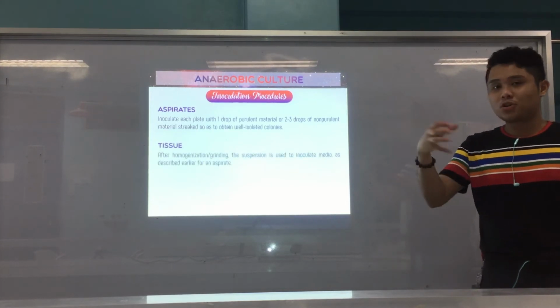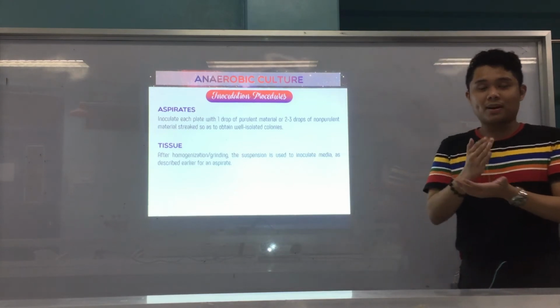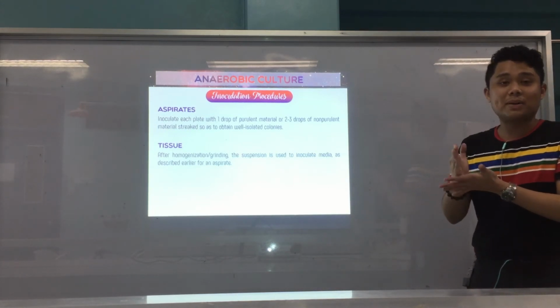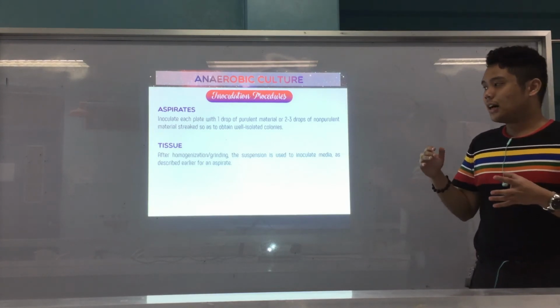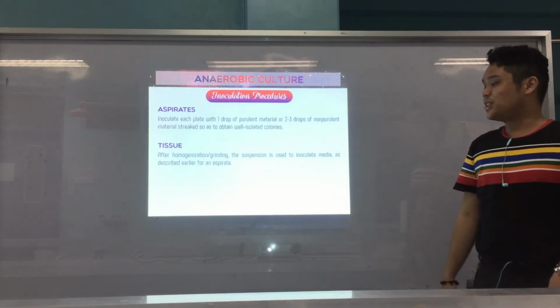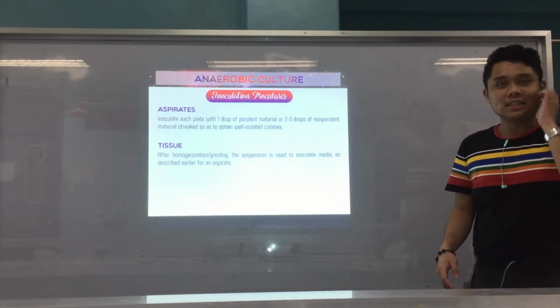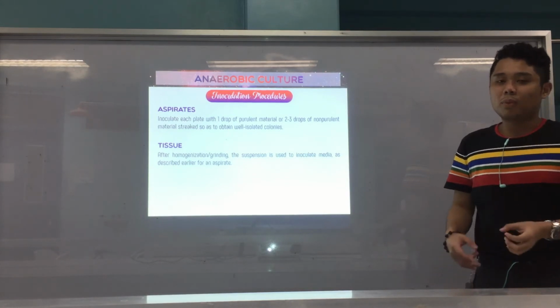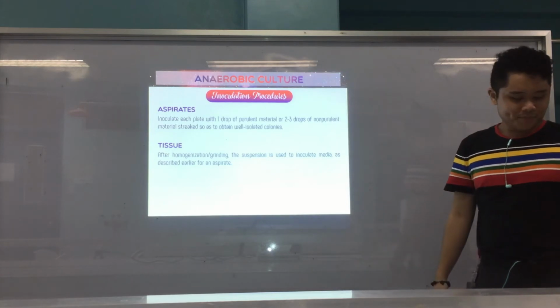For tissue, di ba, homogenization or i-grind mo siya para madurog, mahimo siyang gagmay ng mga pieces para mas manageable pag-process, no? So after grinding or homogenization, the suspension is used to inoculate the media. So as described earlier for aspirate. So kay liquid naman siya, medyo liquid na siya consistency, pwede na kag mo butang og 1 drop or 2 to 3 drops. Okay? Alright.